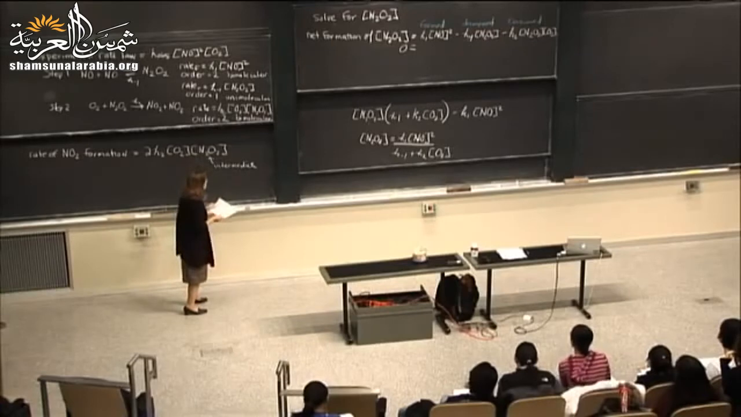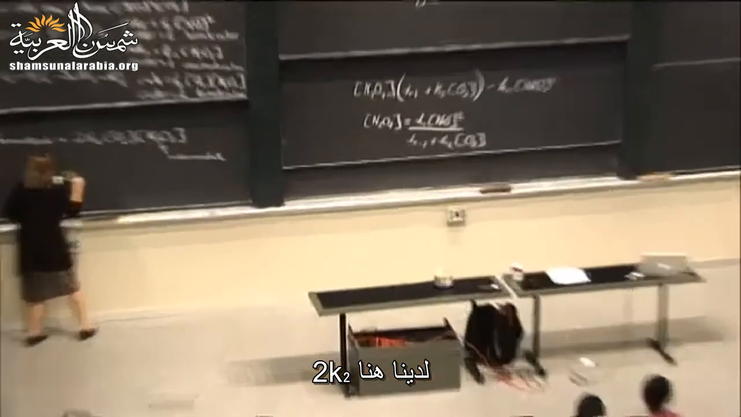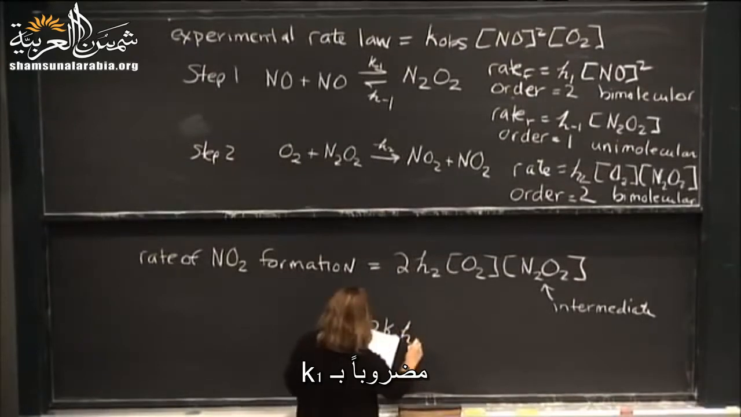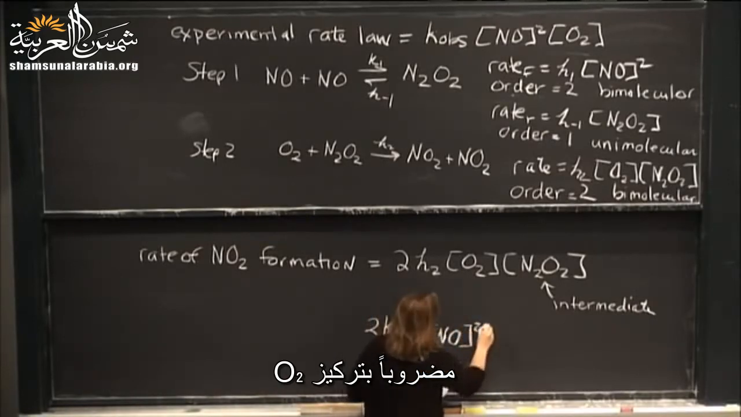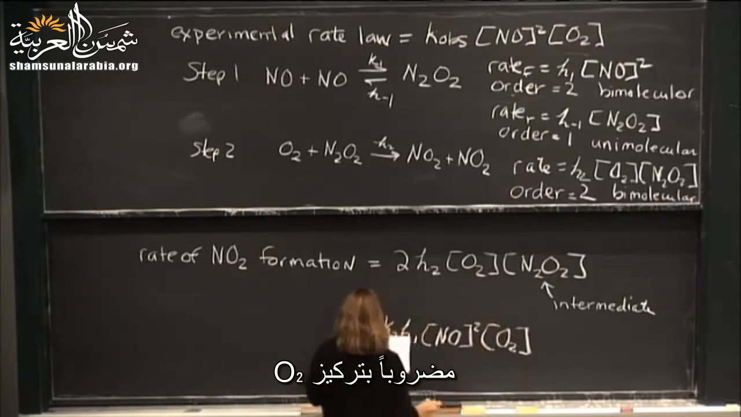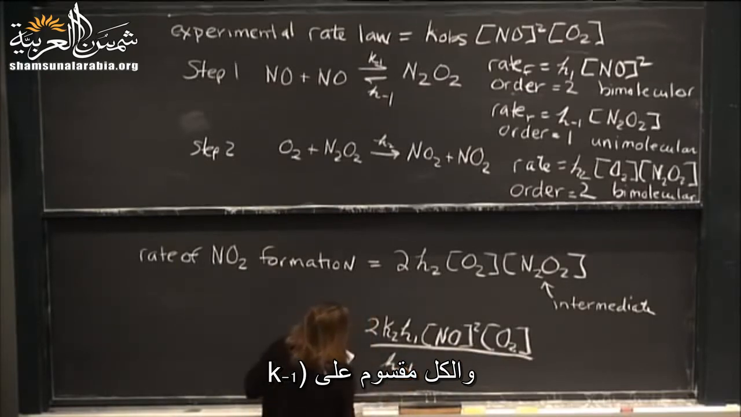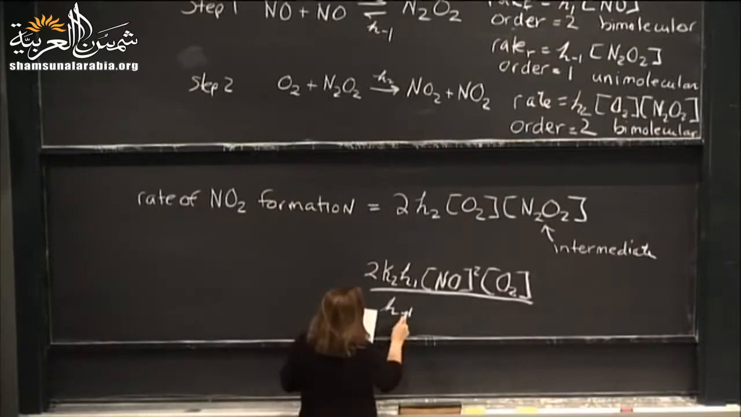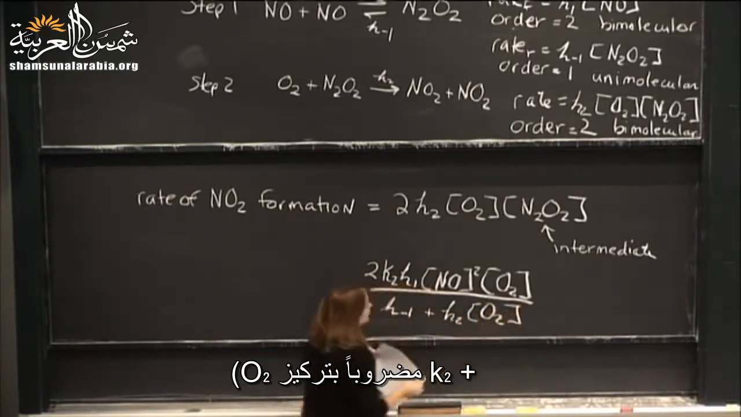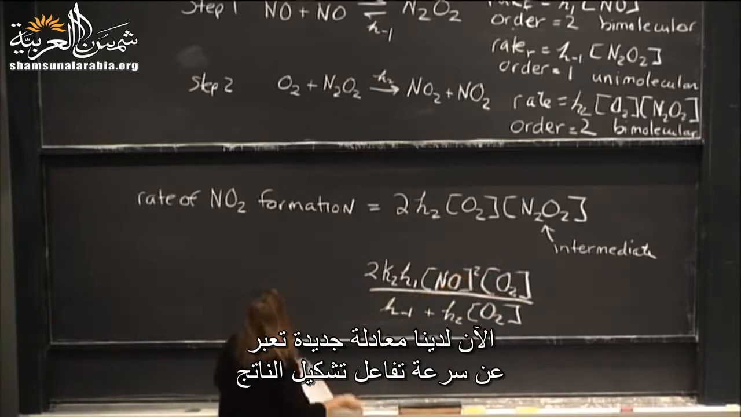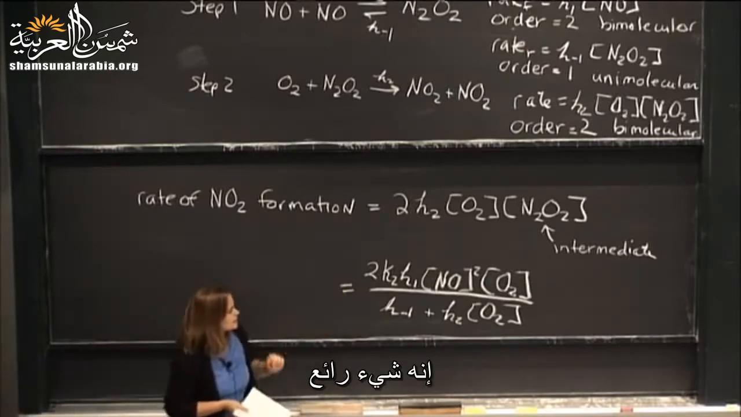And if we substitute it back into here, let's do that over here. So now we'll have k2 times k1. We have NO squared. We also have an O2 term from over here. And this is all going to be over k_-1 plus k2 times our concentration of O2. So we've just substituted that term in here, and now we have a new expression for the rate of our product formation, and that's lovely.